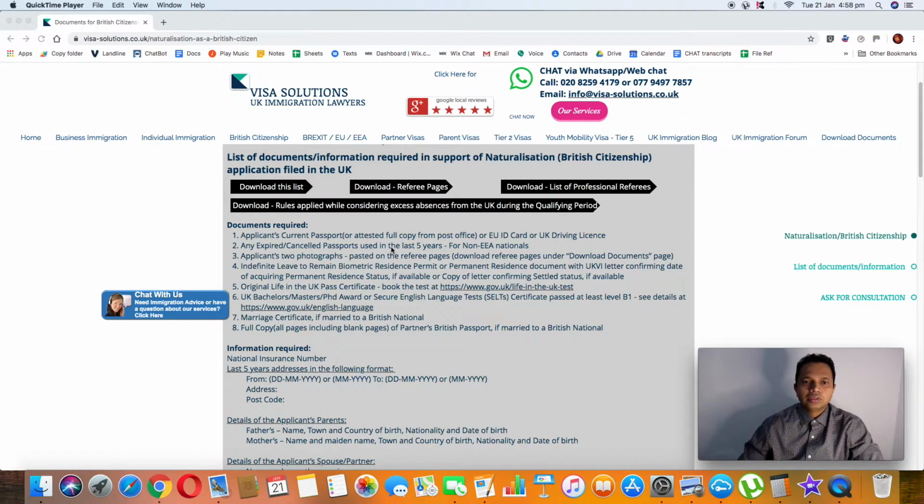I am Sachin Sawant. I am an immigration lawyer registered with the OISC at level 3. Today I am going to talk about the list of documents and information required in support of a naturalization application to qualify as a British citizen.